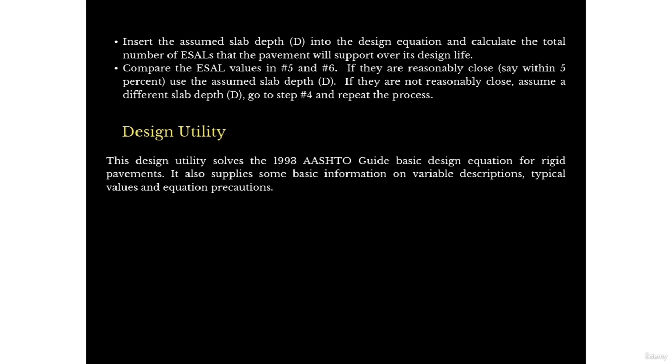Then you compare the two ESALs from steps 5 and 6, and if they're reasonably close, say within 5% of each other, you use the assumed depth. If they are not, then you go back to step number 4 and increase the depth of your pavement until they're within range. Then obviously the design utility. This design utility solves the 1993 AASHTO guideline basic design equations for rigid pavements. It also supplies some basic information on the variable descriptions, typical values, and equation precautions, which is exactly what it does for the flexible pavement also.